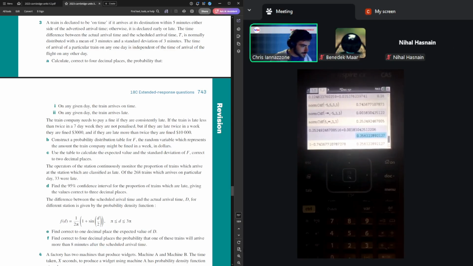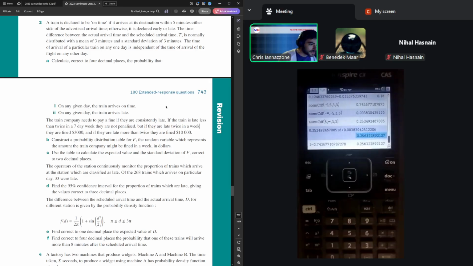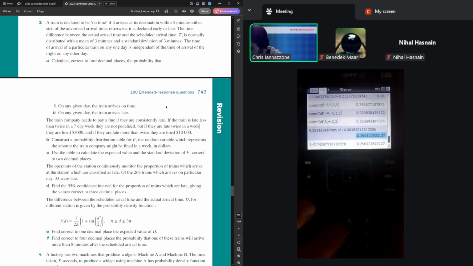Okay, next up. A train company needs to pay a fine if they are consistently late, which they basically are, but whatever. If the train is late less than twice in a 7-day week, they are not penalised. But if they are, they're fined 3,000, and if they are late more than twice, they're fined 10,000. Construct a probability distribution table for F, which represents the probability of them being fined any given number of dollars.